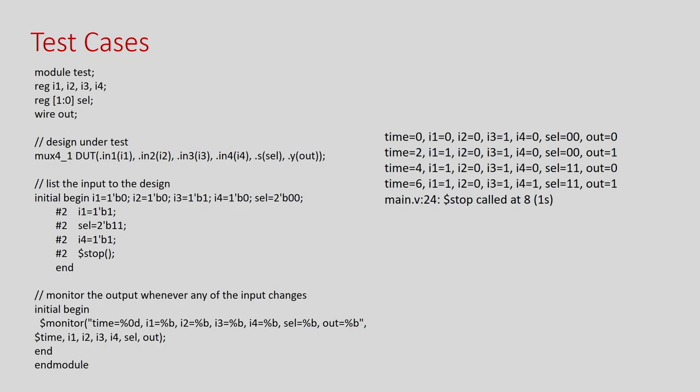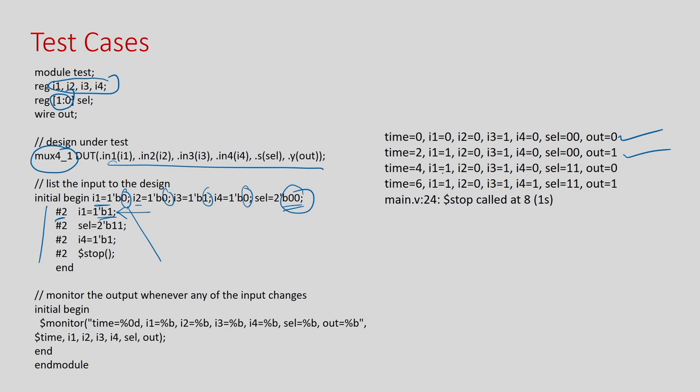And the test case is quite simple. I just instantiate the mux here. I create 4 registers, which correspond to the inputs, and the select line is 2 bits, and I just connected them accordingly. Here I am doing it in a much simpler way. Initially I set I1 equal to 0, then I2 equal to 0, I3 equal to 1 and I4 equal to 0. My initial select line was 2'b00, right. So my output is 0, that is what I obtain. After 2 units of time, I make I1 equal to 1. Since the select line is still 00, my output should become 1 and that is what happened here, right. I0 is coming to the output.